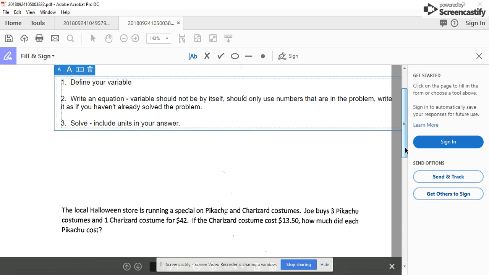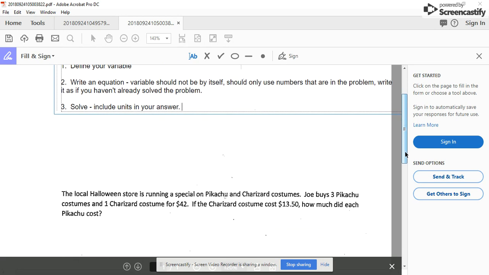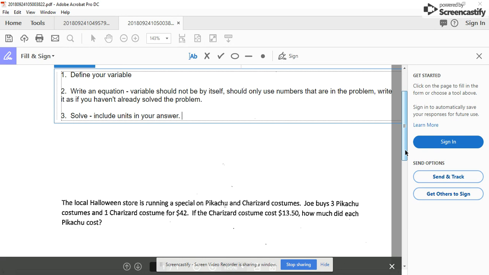Here is question one. The local Halloween store is running a special on Pikachu and Charizard costumes. I wrote this question last year. My daughter was Pikachu for Halloween, and my son was Charizard. So Joe buys 3 Pikachu costumes, because everybody needs 3 Pikachu costumes, and 1 Charizard costume for $42. The Charizard costume costs $13.50. How much did each Pikachu cost?